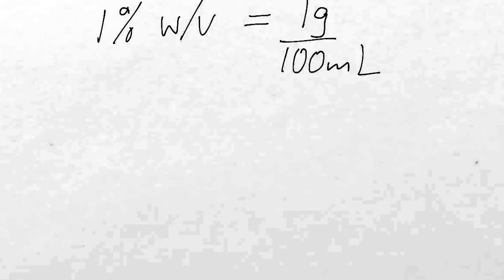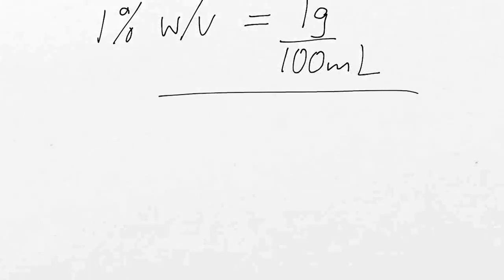So, a 1% solution, weight per volume, means 1 gram per 100 milliliter. Okay? That is something that I want you to remember, because very often you will come across that. 1 gram per 100 milliliter. We will find that occasionally as a concentration.